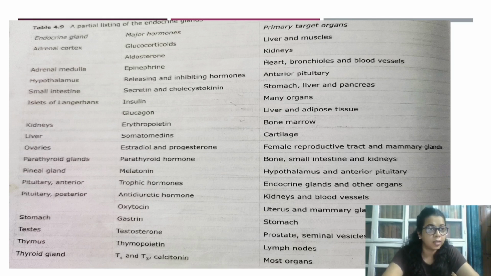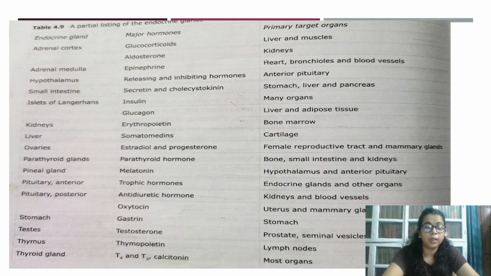Hypothalamus secretes inhibitory hormones as well as releasing hormones, which we have already discussed, acting on the anterior pituitary. Small intestine secretes secretin and cholecystokinin, which act on the stomach, liver, and pancreas, which we discussed in the last part of the video. Islets of Langerhans secrete insulin and glucagon. Okay, kidney secretes erythropoietin, which acts on the bone marrow. Liver secretes somatotropin, which acts on cartilage. Ovaries secrete estradiol and progesterone, acting on the female reproductive tract and mammary gland development. Parathyroid hormone acts on bone, small intestine, and kidney.